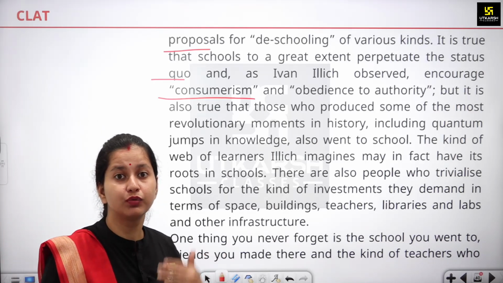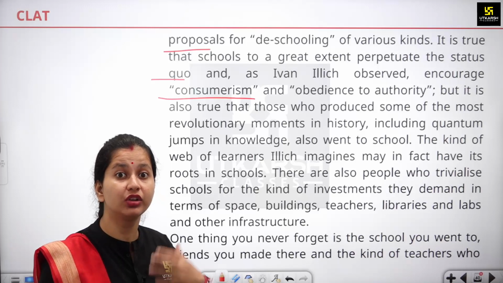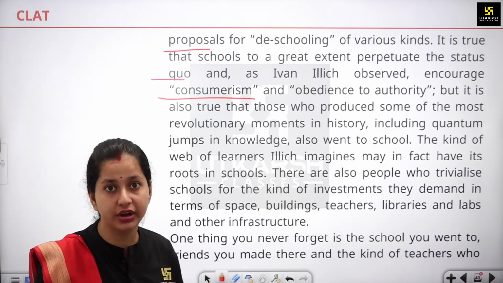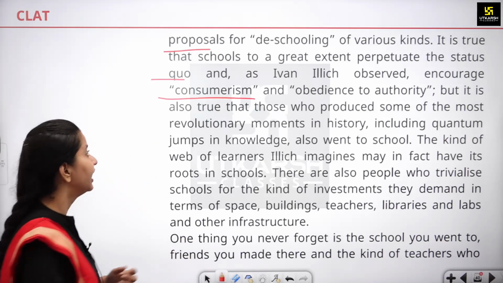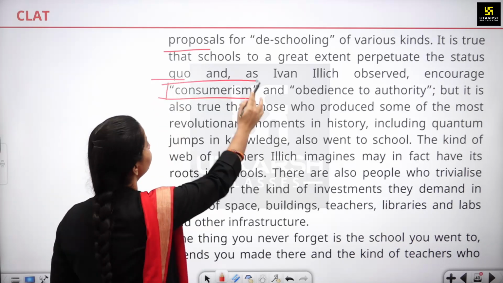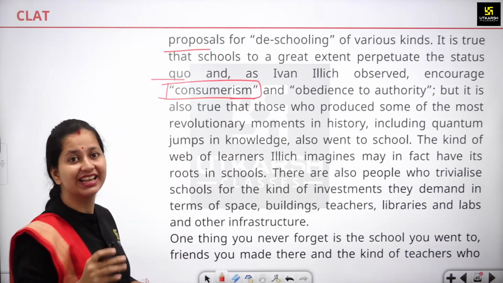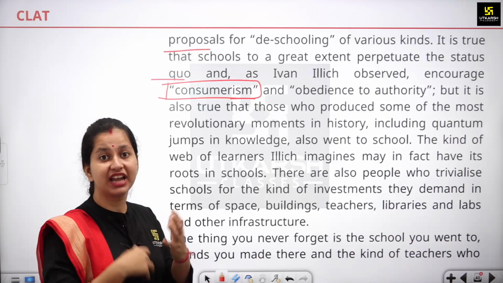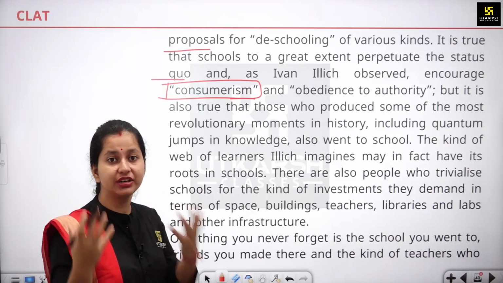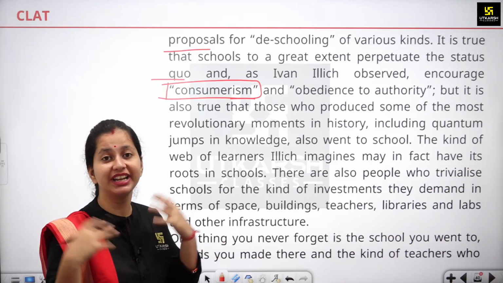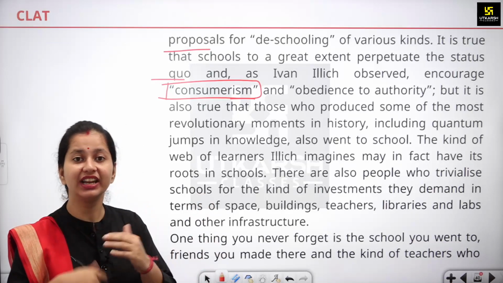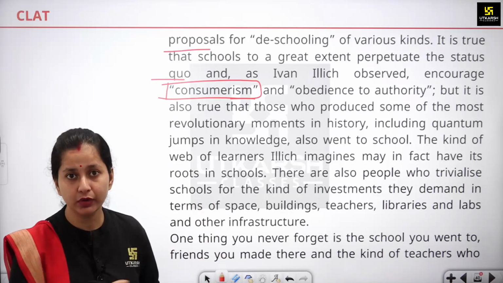It teaches to follow the rules. It teaches to follow the authorities, to be loyal towards the authorities. And consumerism, it means that it just tells us to be materialistic basically in some way or the other. It means that if you are a materialistic person, if you have all the material success with you, then it means that you are a very successful person.